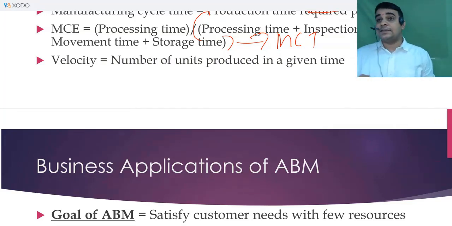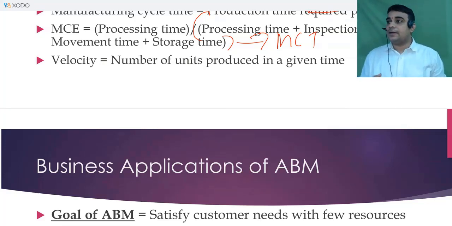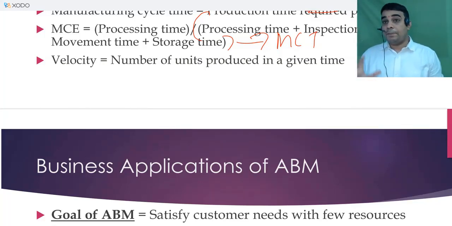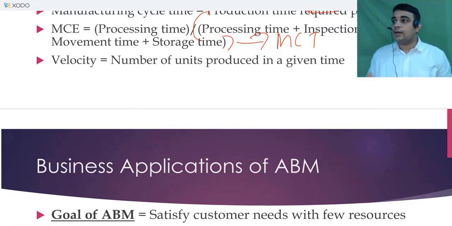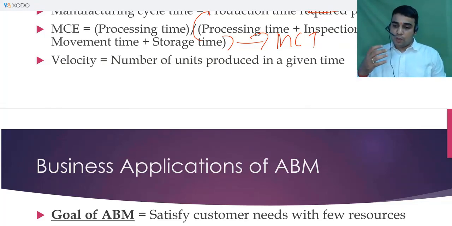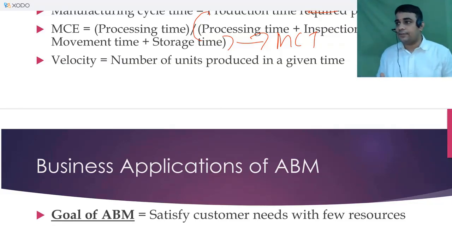Now, the problem is the customer needs have gone up significantly in the recent scenario. What used to be the need of the customer 20 years back doesn't seem to be their need now. They want the best quality product. They want it at the lowest possible price. They also want extra customer service. They also want you to provide free delivery. So there are a lot of expectations from the customer side which have increased.